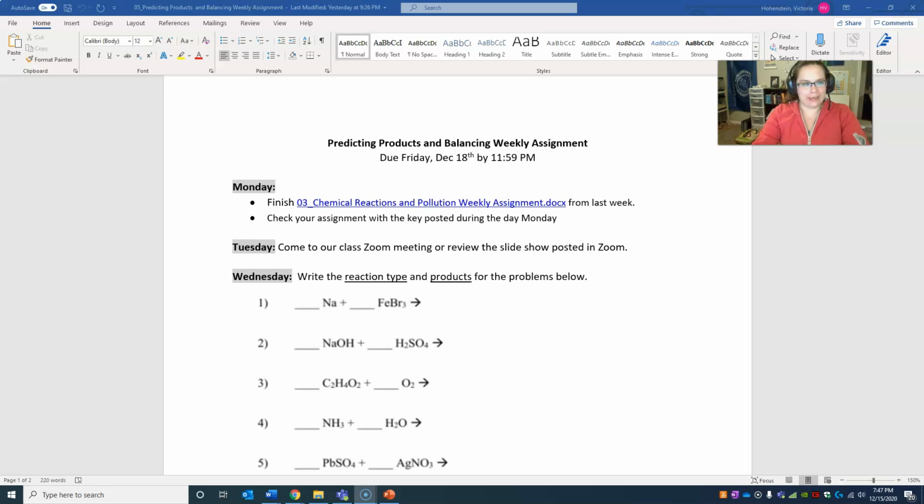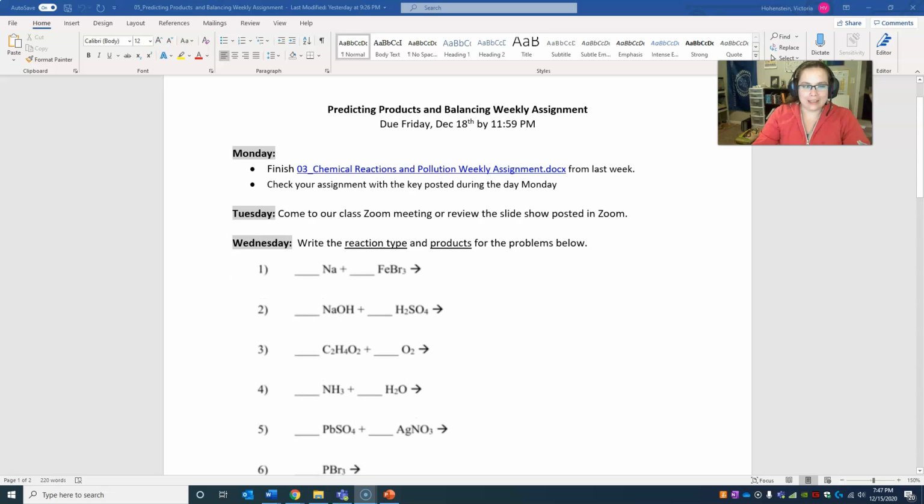Before winter break. Monday, I asked you to finish the assignment from last week if you haven't already, and I'm still working on a key. Yesterday, come to our class meeting or look at the slideshow that I posted on Teams yesterday. And on Wednesday, today, I'd like you to start trying to figure out what are the products of these reactions.